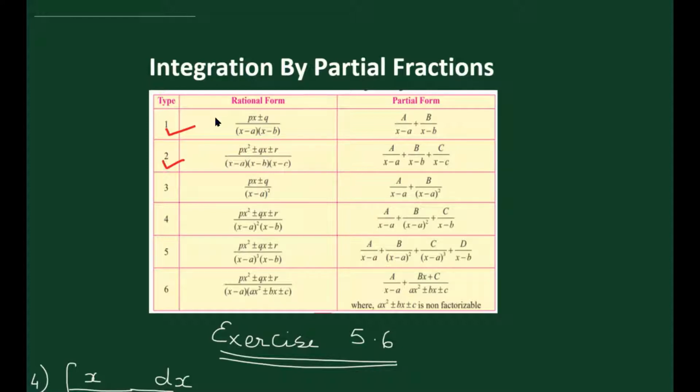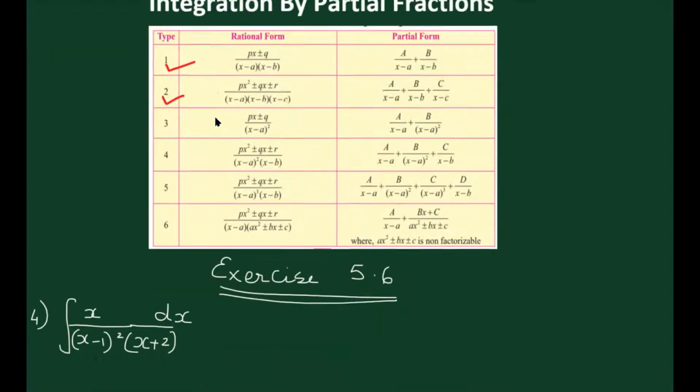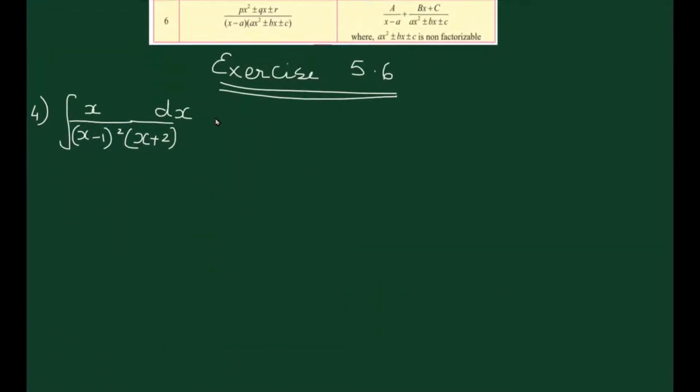Okay, so we begin with exercise 5.6. In exercise 5.6, the first three sums we have already done. We come to the fourth sum now. The fourth question, as you can see, involves the integral of x upon (x minus 1) square into (x plus 2) dx.